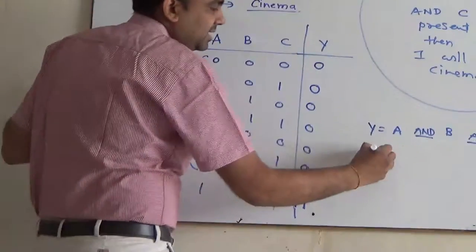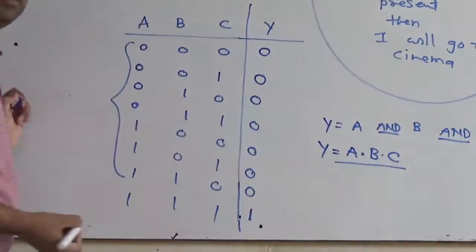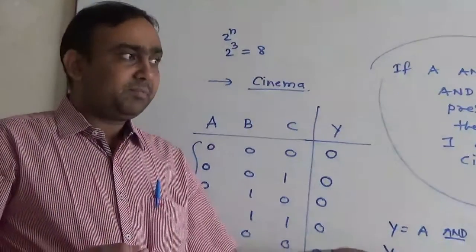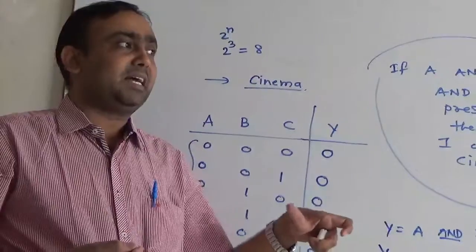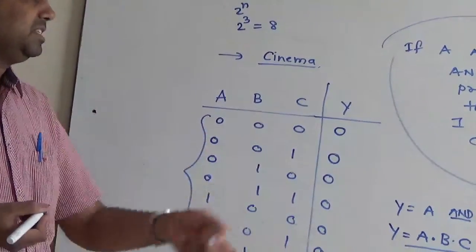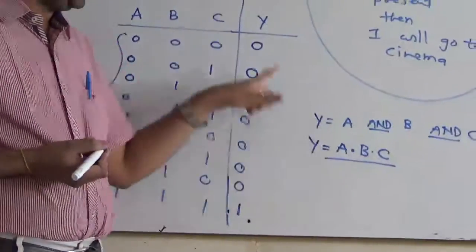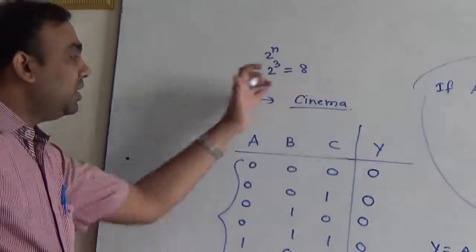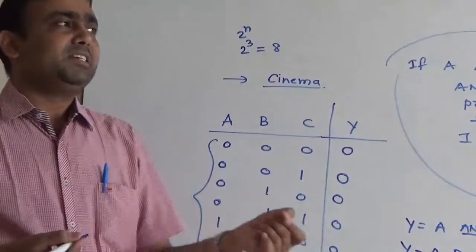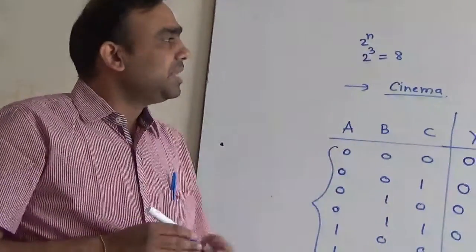Or I can say symbolically I will use A dot B dot C here. But this dot is not of multiplication, it is of ANDing. So never give the answer that ANDing means multiplication. Multiplication is different, ANDing is different, although the symbol used is dot. So this dot stands for ANDing. ANDing means when all inputs are in favor of you, you will decide that to happen, otherwise you will say I will not do that. So this is about ANDing.